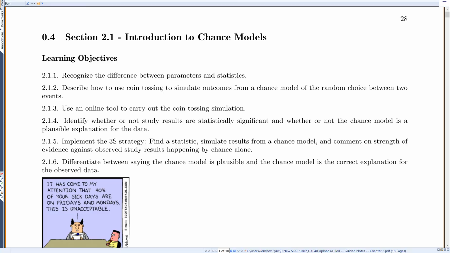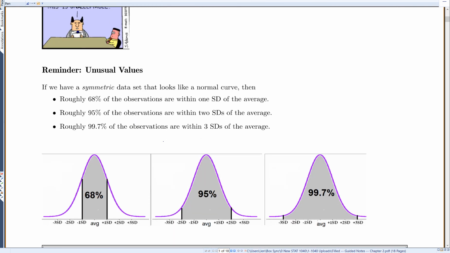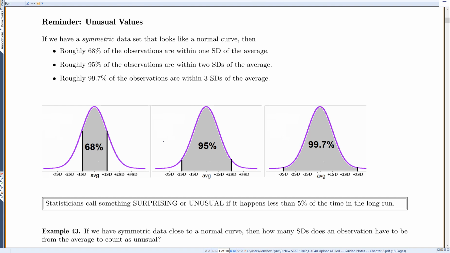This is section 2.1, Introduction to Chance Models. So as always, pause and look at those learning objectives. We're going to start with a reminder of unusual values.